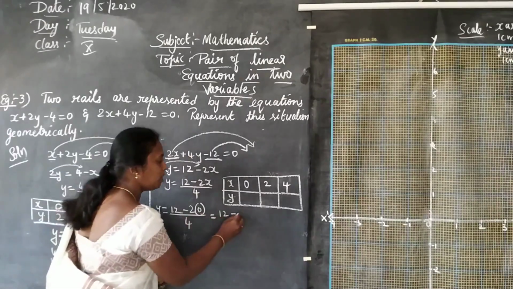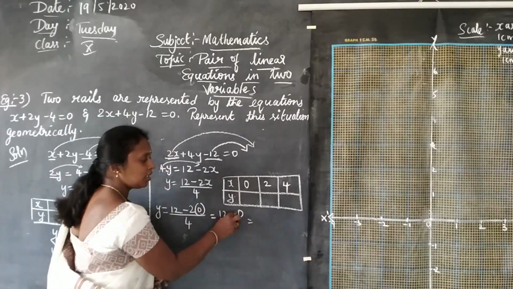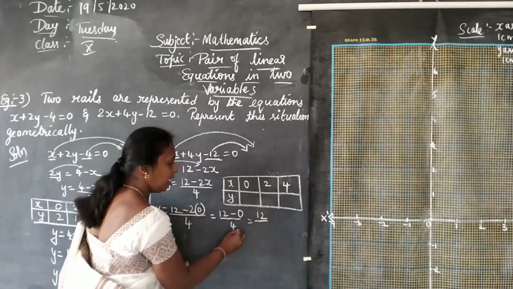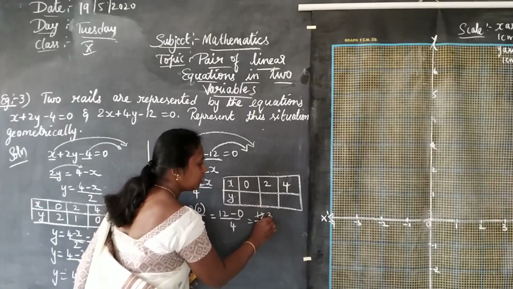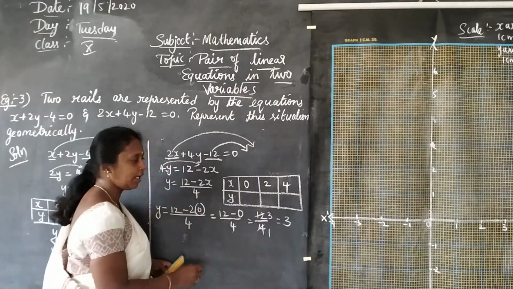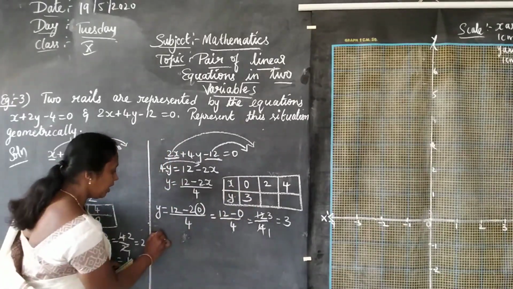12 minus 2 into 0. Any number multiplied by 0 is 0, divided by 4. 12 minus 0 is what? 12 divided by 4. So cancel it. 4 ones are 4, 4 threes are 12. So what value of y did I get? I got y is equal to 3. Is it clear, children?